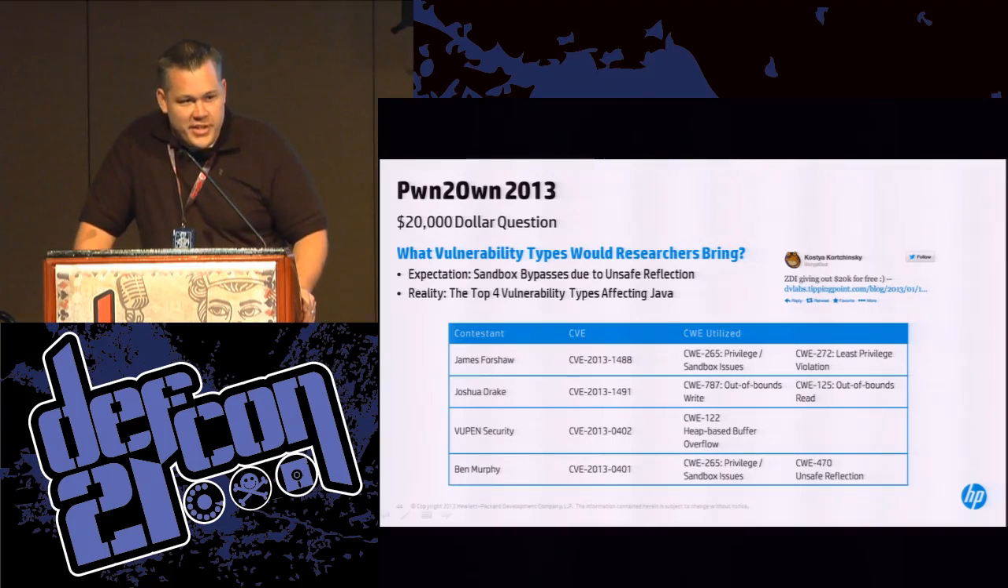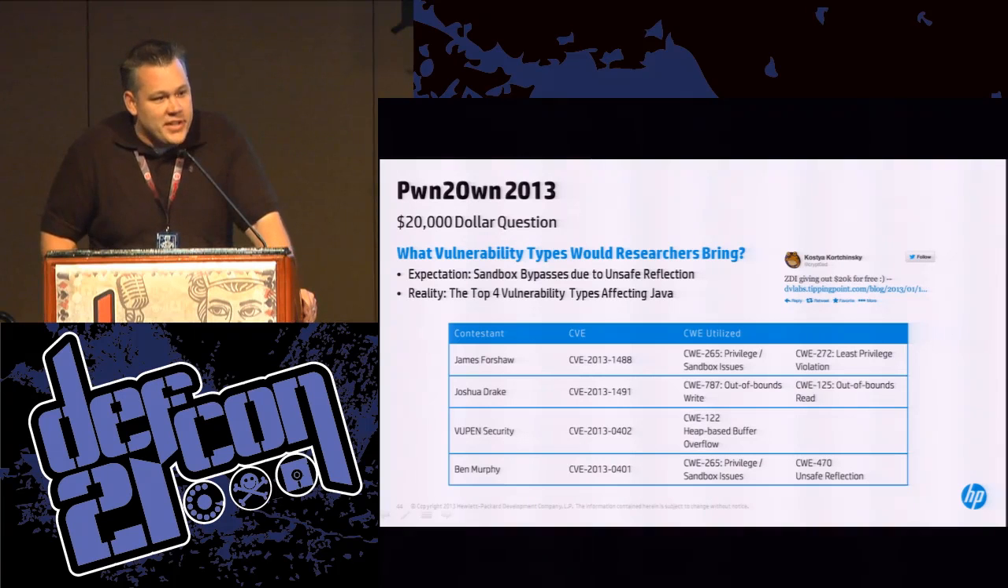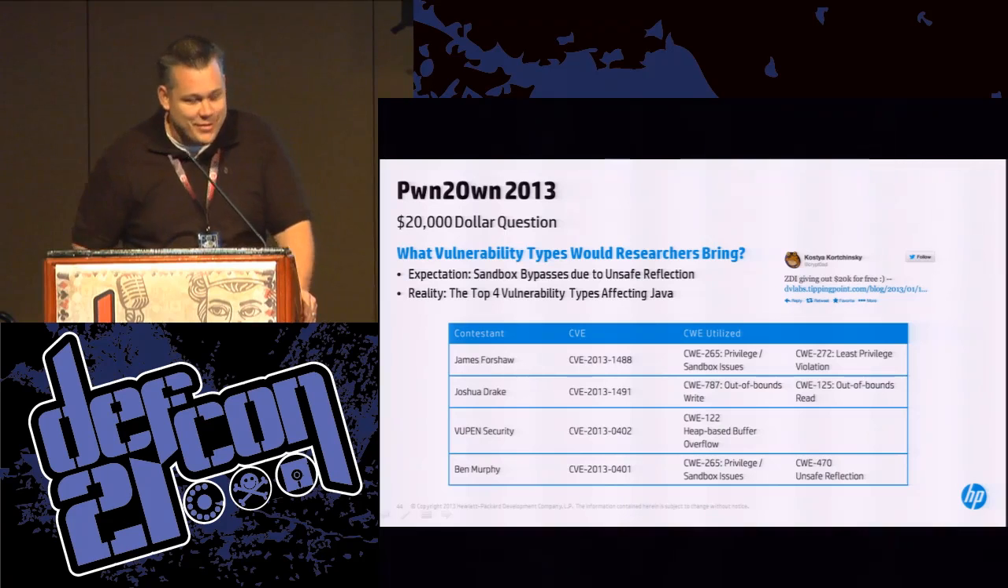One of my favorite quotes when we were running Pwn to Own was from Vupin Security. We asked them if they were going to bring us an unsafe reflection vulnerability, and Choki says, of course we've got unsafe reflection vulnerabilities, but we wanted to bring you something interesting. So they brought the heap-based buffer overflow.